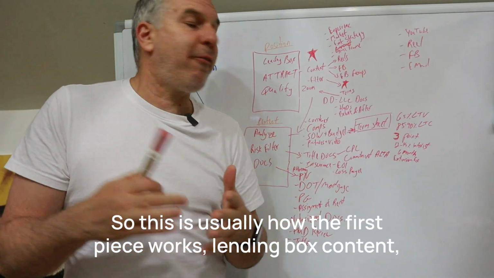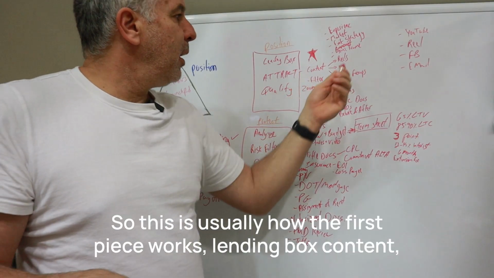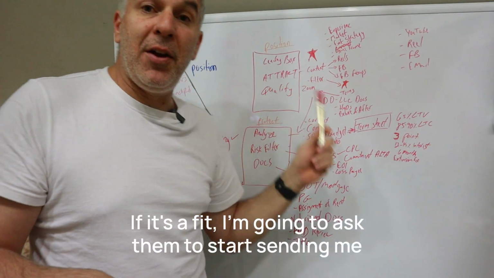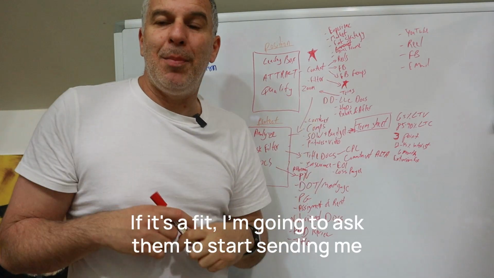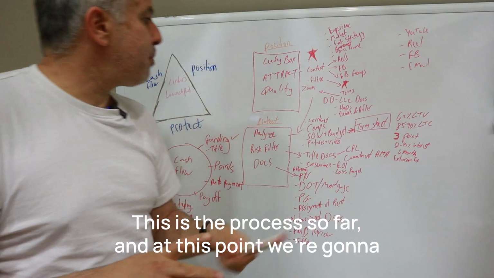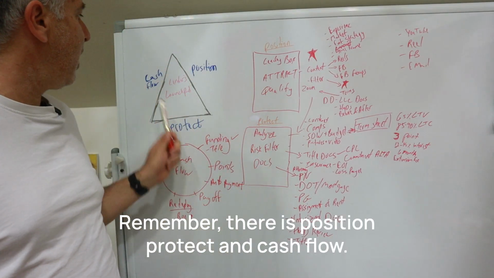So this is usually how the first piece works: lending box, content, getting leads, filtering them, pushing it to a Zoom call. If it's a fit, I'm going to ask them to start sending me potential deals to fund. This is the process so far. And at this point, we're going to move to the protect phase. Remember, there is position, protect, and cash flow.